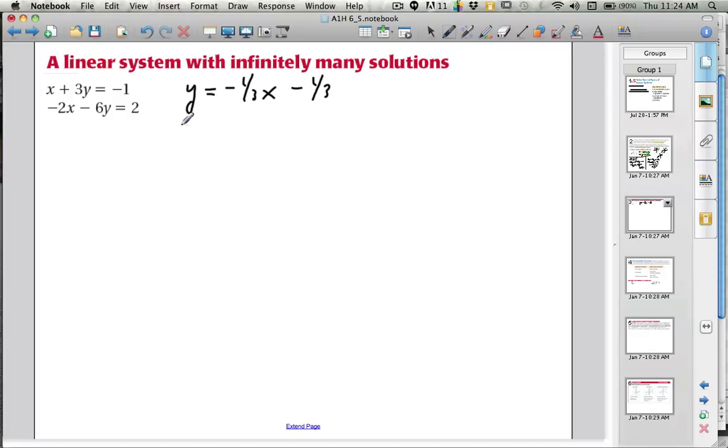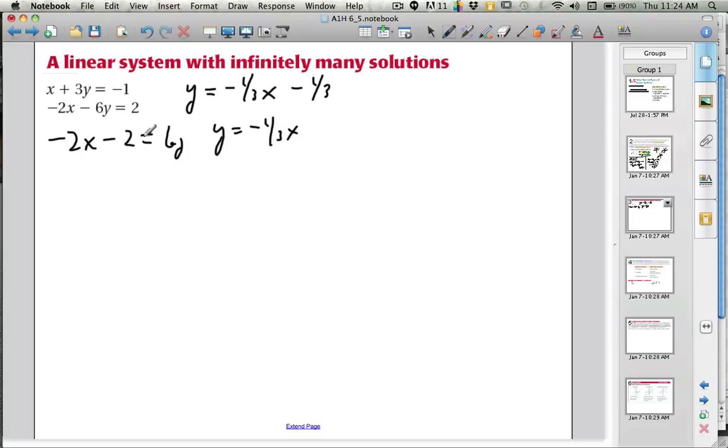Maybe that's too many steps all at one time. So let me just subtract 2 and add 6y. Then I'll divide by 6, and when I get over here, negative 2 divided by 6 is negative 1/3.